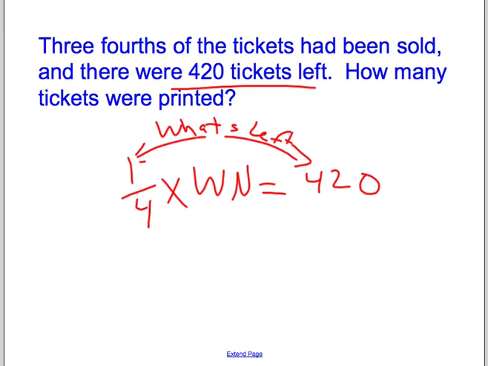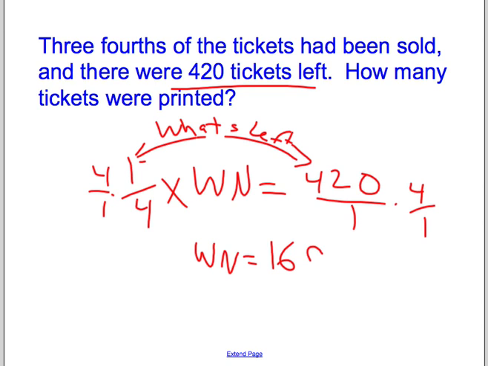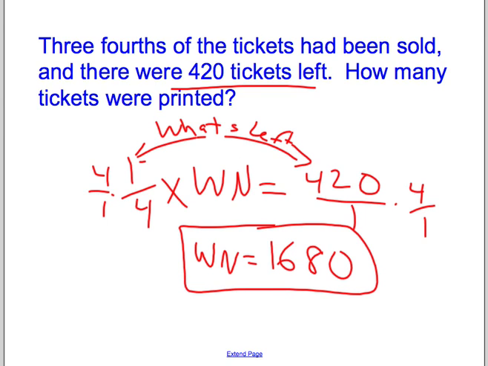Put the 1. Heidi, which one are we going to multiply by the reciprocal of? 1/4. Okay, we want the reciprocal of 1/4, which is 4 over 1. 4 over 1. And what number equals 1680? So 1,680 tickets were sold. Or printed, excuse me.